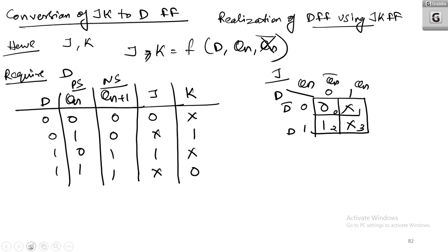So here you can club these two. If you are clubbing these two, what will you get? That expression is D for J. So you can write J is equal to D. That is the first expression.